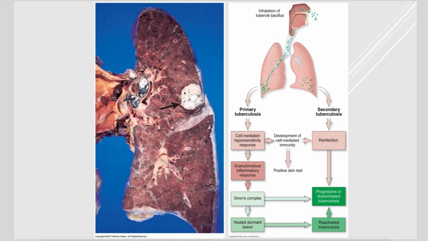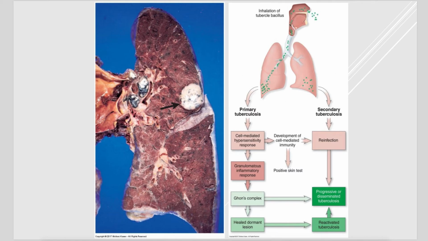So here you can see we have this healed lesion. This is a Ghon's complex. This is just this ball of granulomas, and again, this is associated with the primary tuberculosis infection. Okay, so this is showing primary and secondary tuberculosis.